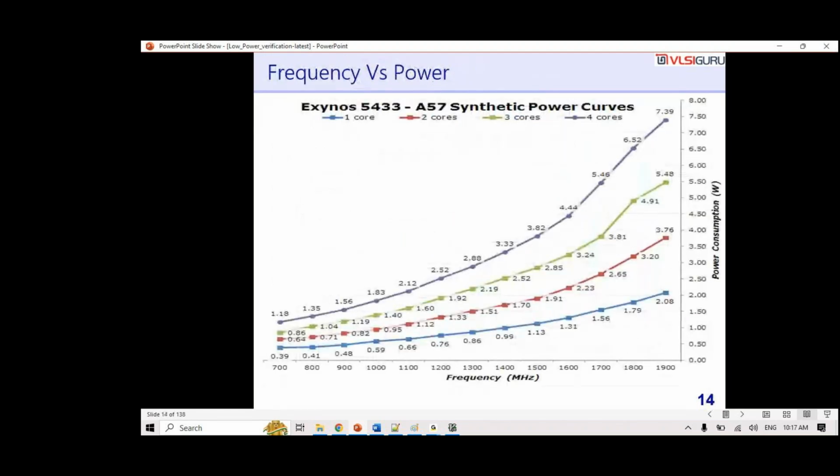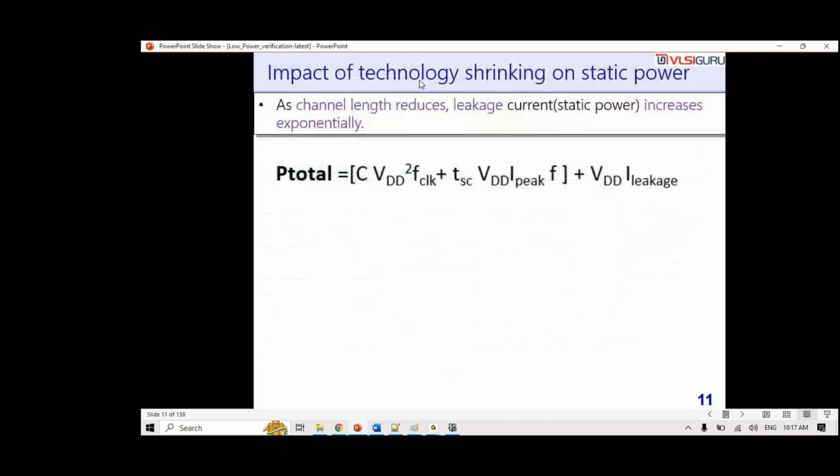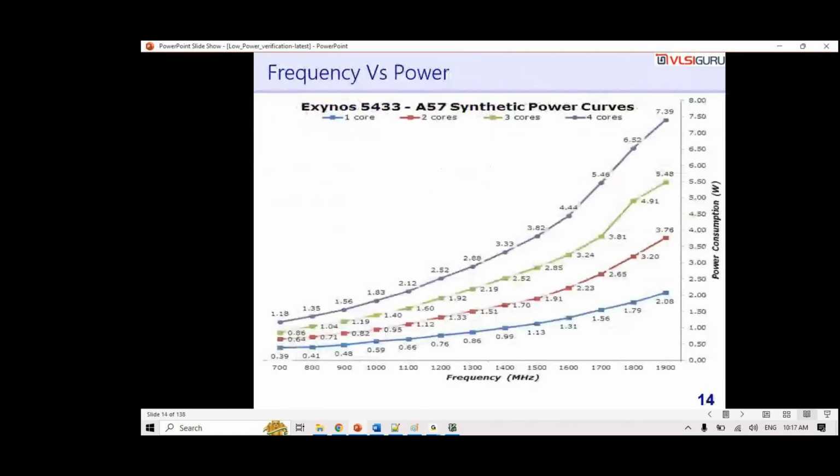And this shows how the frequency and power are related. I mean, you know, right? In one of the earlier equations, we have already seen that power consumption is also directly related to the frequency of operation. Though leakage current doesn't have anything to do with frequency. Leakage, static power doesn't have anything to do with the frequency, but the dynamic power is related to the frequency of operation. That is something that has been captured in this diagram.